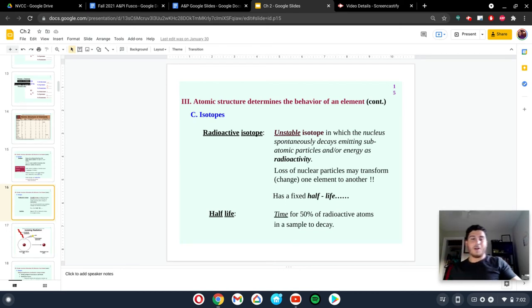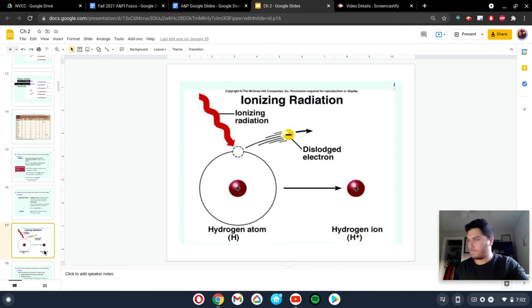Sorry. With that said, here's what that looks like. Ionizing radiation is when something is getting thrown off. In this case, you can see an electron being thrown off.